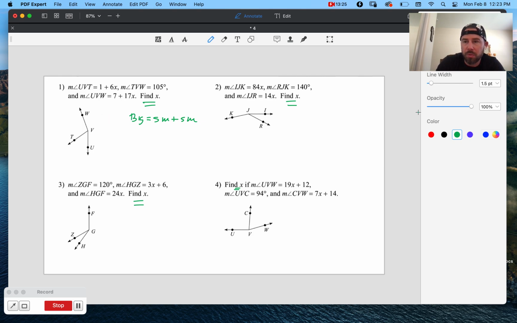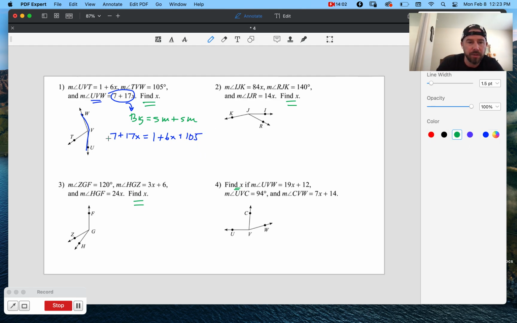So look, we got to figure out which one's the big angle. That's the key. So here, WVU is the big angle. So let's look for WVU or UVW. Either one, because you can call it UVW or you can call it WVU. UVW, that's this guy right here. So this guy's going in for the big, and the other two are going in for the small. So we'll say 7 plus 17x equals small plus small, 1 plus 6x plus 105.